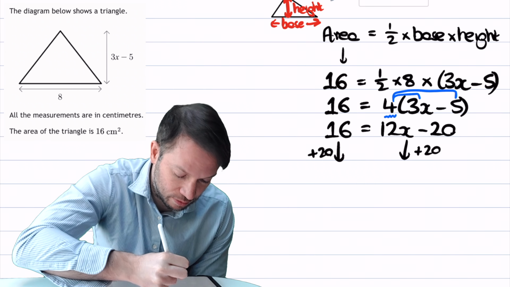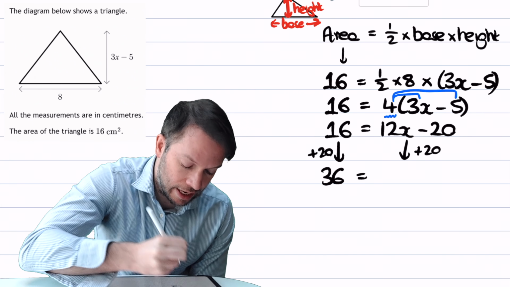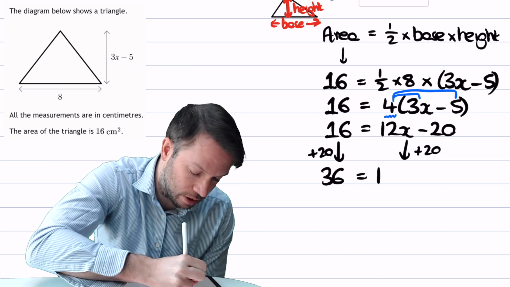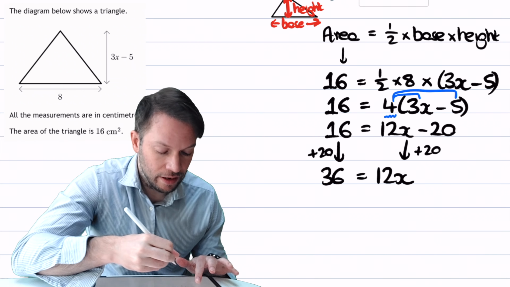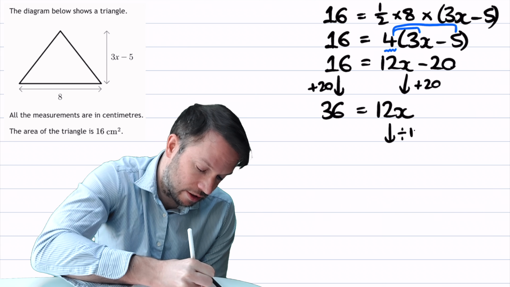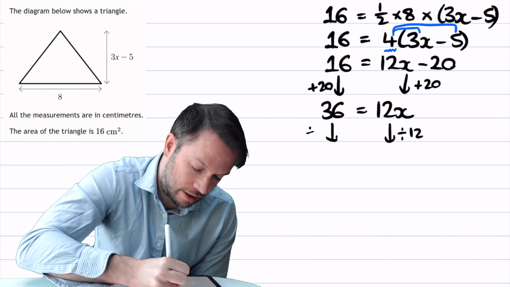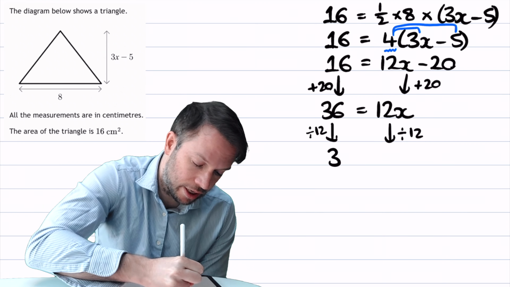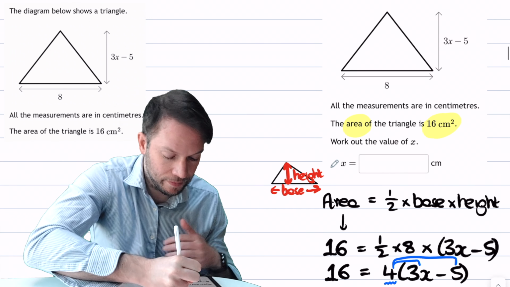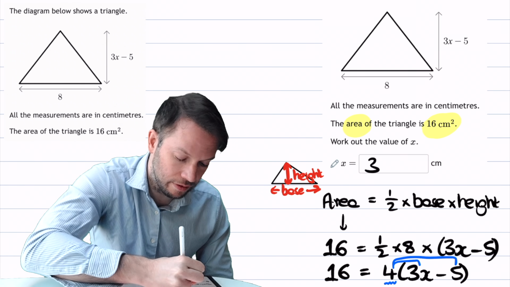Now 16 plus 20 is 36. And on the right-hand side, the plus 20 cancels the minus 20, just leaving the 12x. And then x has been multiplied by 12, so we divide by 12 to get rid of that 12 in front of the x. Now 36 divided by 12 is 3, and on the right-hand side we're just left with x. So x is 3, and that is the final answer.